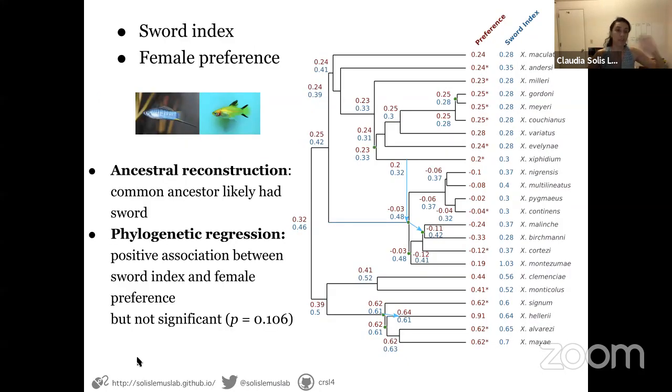And just one example here, we reconstructed the ancestral state for the sword, and we found that the common ancestor likely had a sword, which is interesting in this group where some didn't have the sword and some had. So there's always the question of whether it was there and some lost it, or it was not and some gained it. So again, every time we do something methodologically, we want to go back and test and see whether the conclusions make sense biologically.